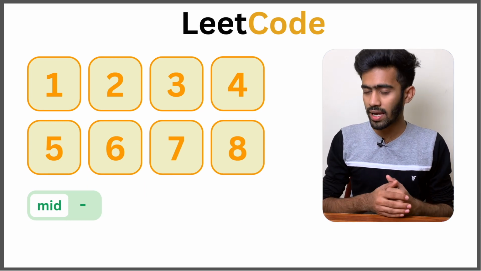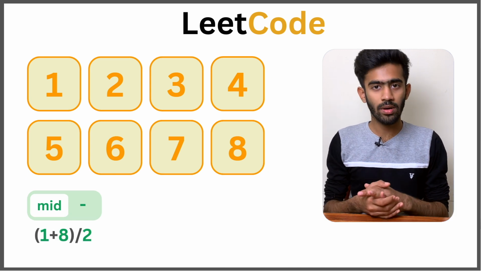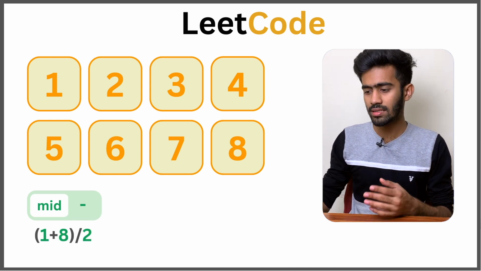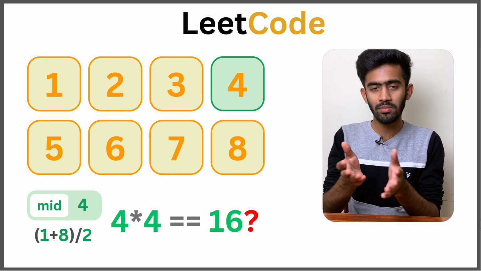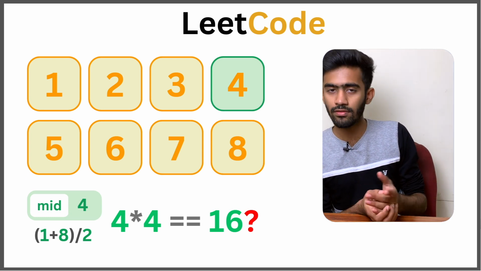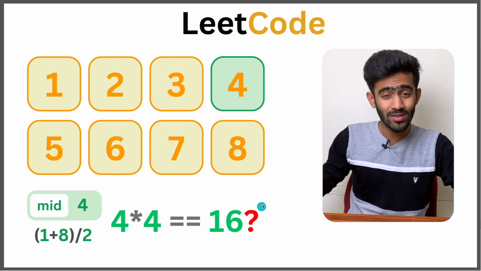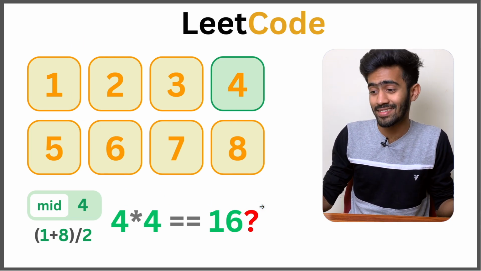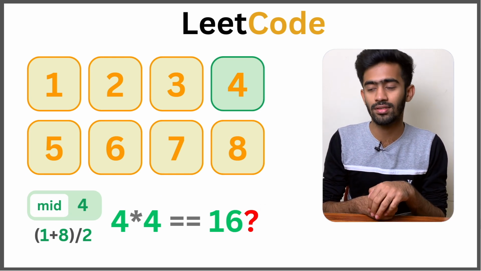We have 1 to 8 and our mid value is nothing, right? So 1 plus 8 divided by 2 will be our mid value, which is 9 by 2, and 9 by 2 is 4.5, but since we are doing integer division here, we'll get the value of 4. So 4 times 4 is equal to 16, and that is our answer. We just got it in a single step, and that is the power of binary search.